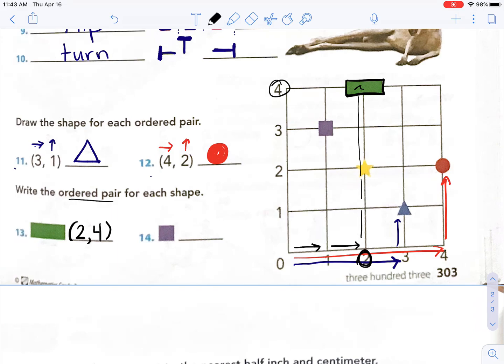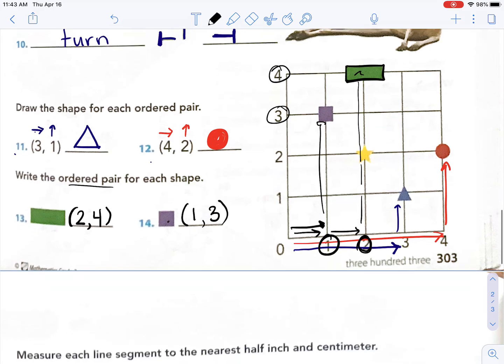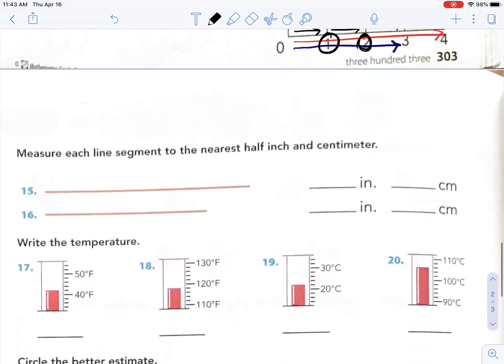Now let's look at our purple square. How many over is it? It's over 1. Don't forget your parentheses. Over 1, up how many? Up 3. Over 1, up 3. If you got that right, give yourself a high five. If you give yourself lots of high fives in a row, it'll sound like you're clapping. Try it. True story. If you got those and you're done making corrections, we'll move on to the next page.